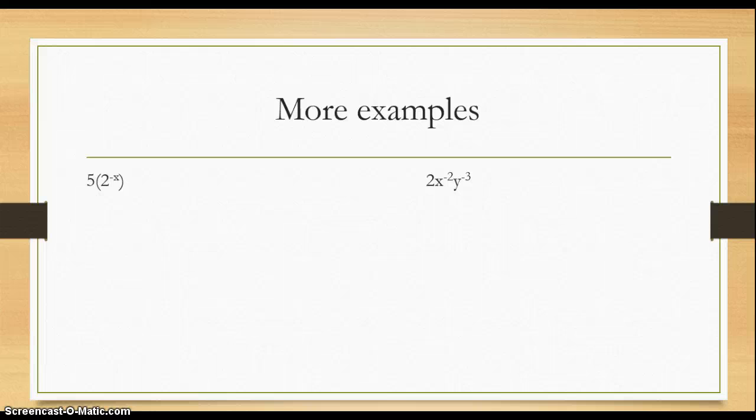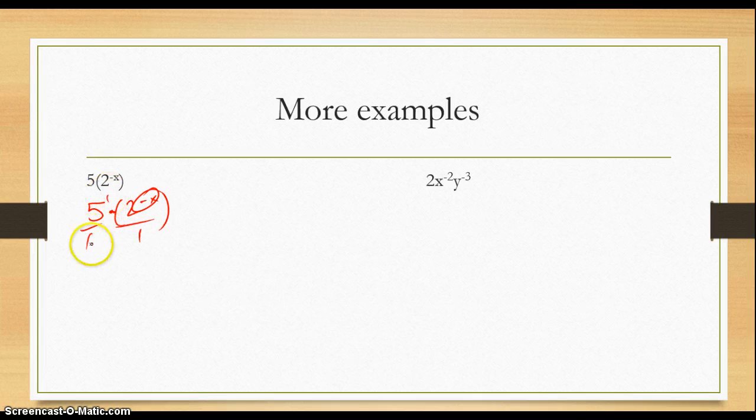So let's add a little bit more to it. Remember, again, that this is 5 times 2 to the negative x power. So we're going to treat them separately first. Okay? So we have to make this positive, so we're going to take the reciprocal of that. And know that these are both over 1. Okay, remember, they're two different terms here.